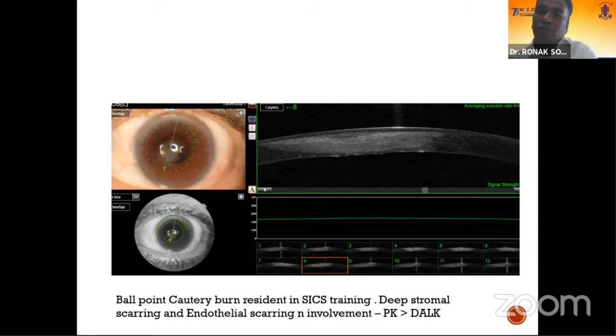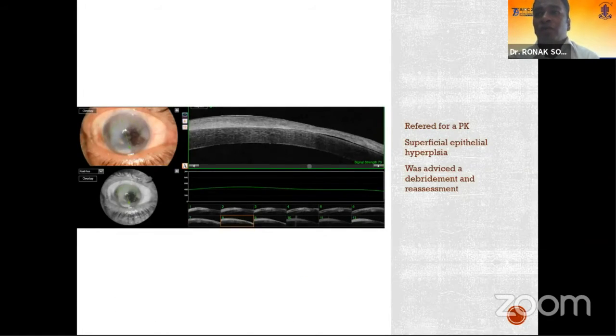So in this case, preferably a penetrating keratoplasty would be better than a DALK, in spite of a very focal area of involvement. This patient was referred to me for a penetrating keratoplasty, where the referring surgeon thought it was a full thickness stromal involvement. But on doing an ASOCT, you can clearly see that there is a superficial epithelial hyperplasia, and this patient was therefore advised debridement, and we assessed him later.